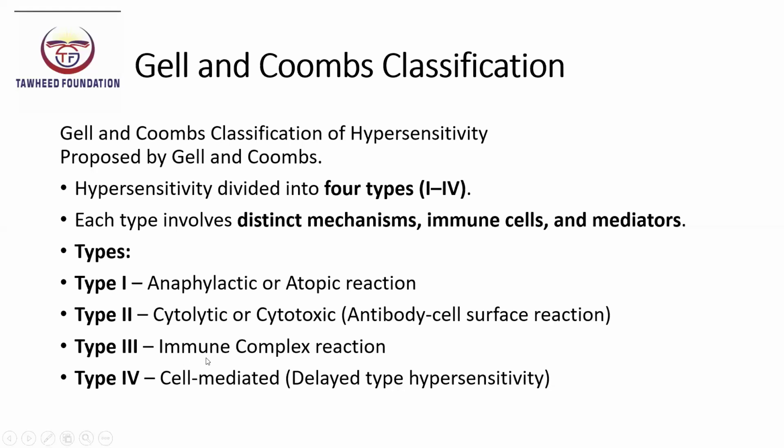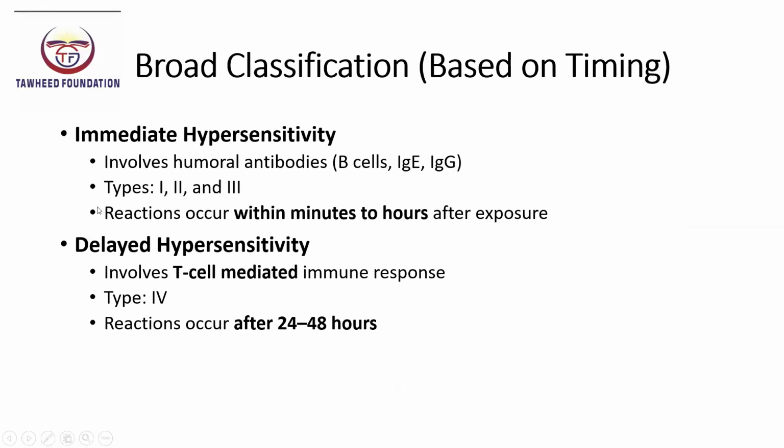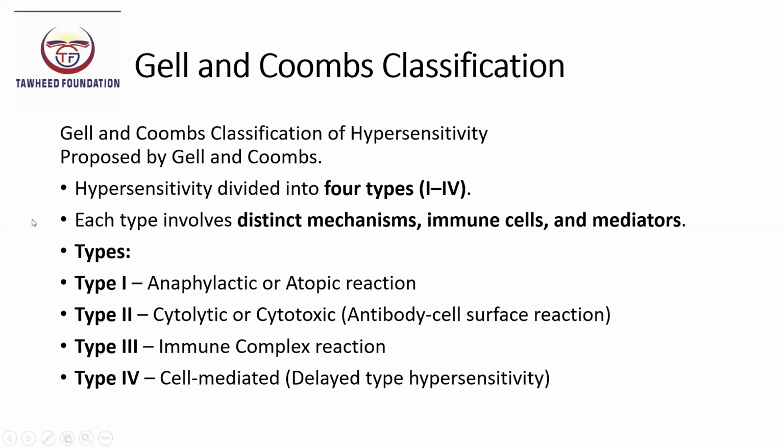Type 3 involves complexes formed by antigen antibody combinations which deposit in tissues and cause inflammation, like in serum sickness. Type 4 is different. It is T cell mediated and called delayed type hypersensitivity because it develops over 1 or 2 days, such as the tuberculin test or contact dermatitis. So understanding this classification is crucial because it helps us identify the mechanisms behind different hypersensitivity reactions.